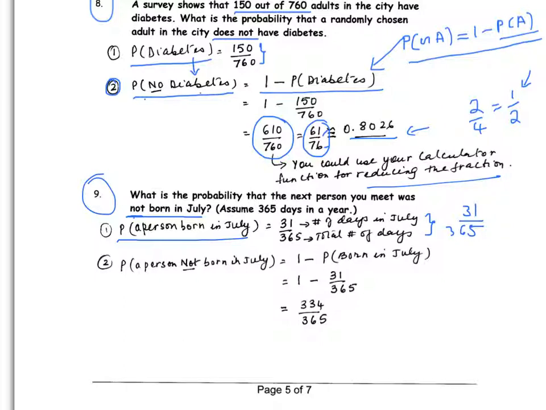What is the probability of the opposite event? So we have 1 minus the probability of the person being born in July is equal to the probability that the person is not born in July. So it is the same rule again. So 1 minus 31 over 365 simplifies to 334 over 365. That's the probability that the person is not born in July.